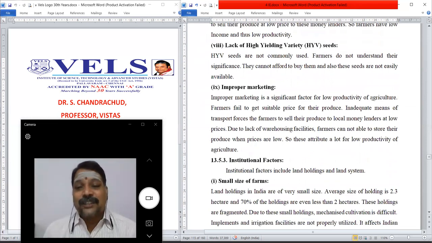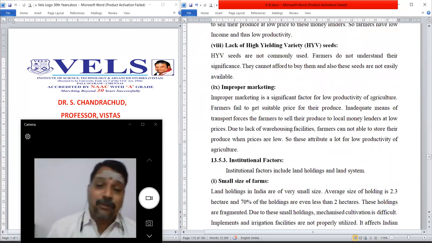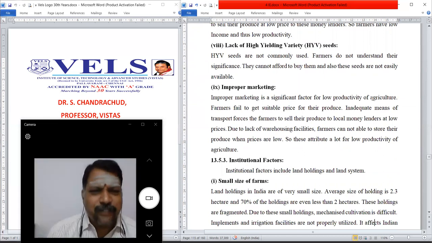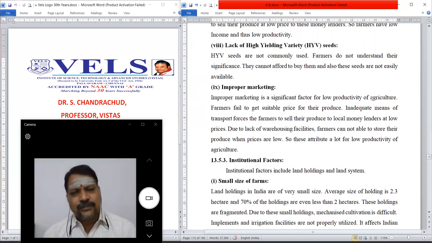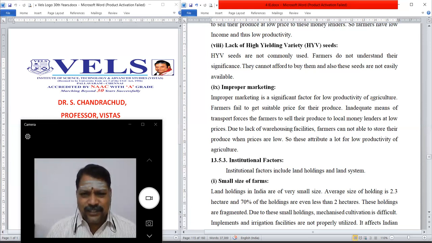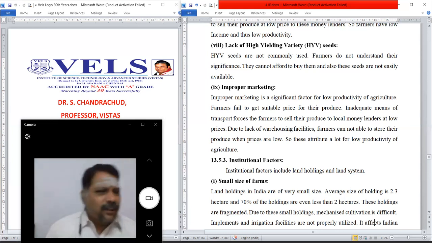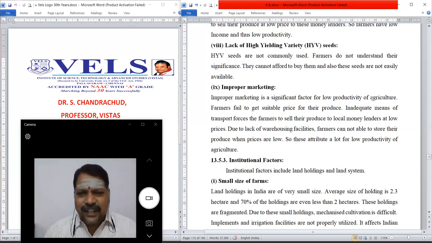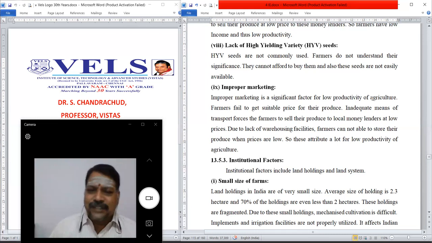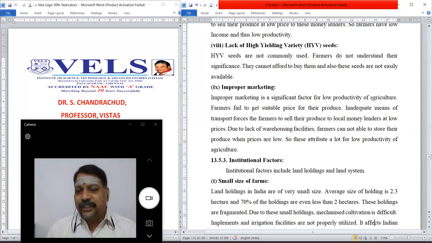The last one is improper marketing. Improper marketing is a significant factor for low productivity of agriculture. Farmers fail to get a suitable price for their produce. Inadequate transportation forces farmers to sell their produce in the local area only. The money lender is not allowing them, and is charging more interest. Due to lack of warehousing facility, the farmer cannot store their produce. When the price is low, they have to sell. So these attributes lead to low productivity in agriculture.